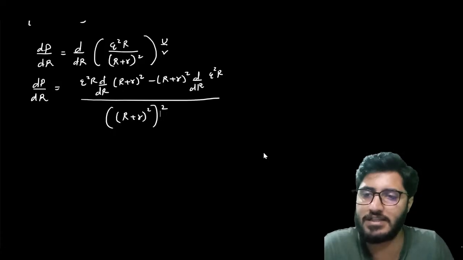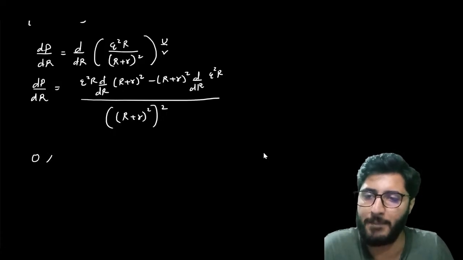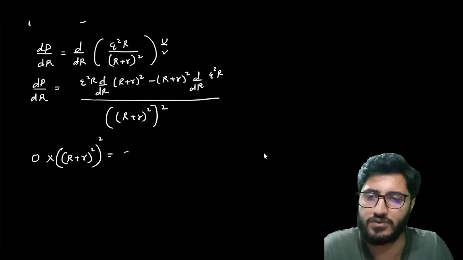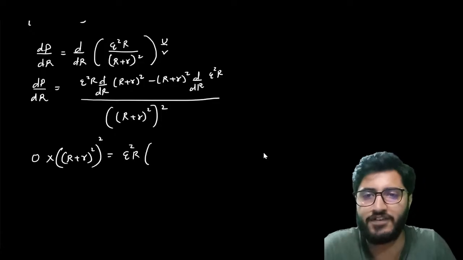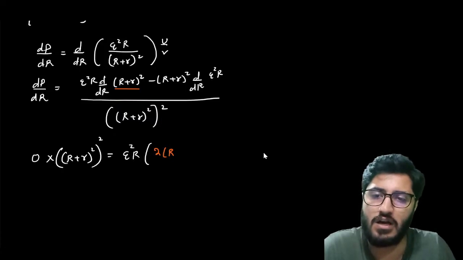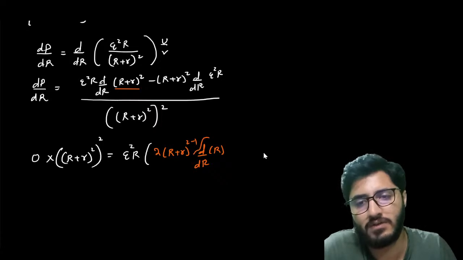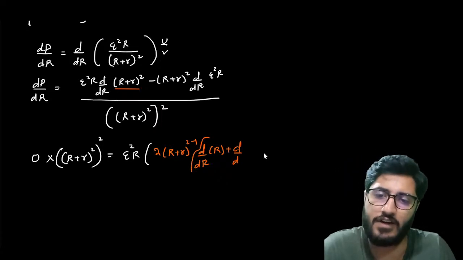Now look, I will place this term as 0. Okay, sir, 0 multiplied with R plus r whole square, equals E square R times differentiation of this term. I need to write it as 2 times R plus r to the power 2 minus 1, differentiation of R. Okay. Then plus differentiation of small r minus R plus r square.